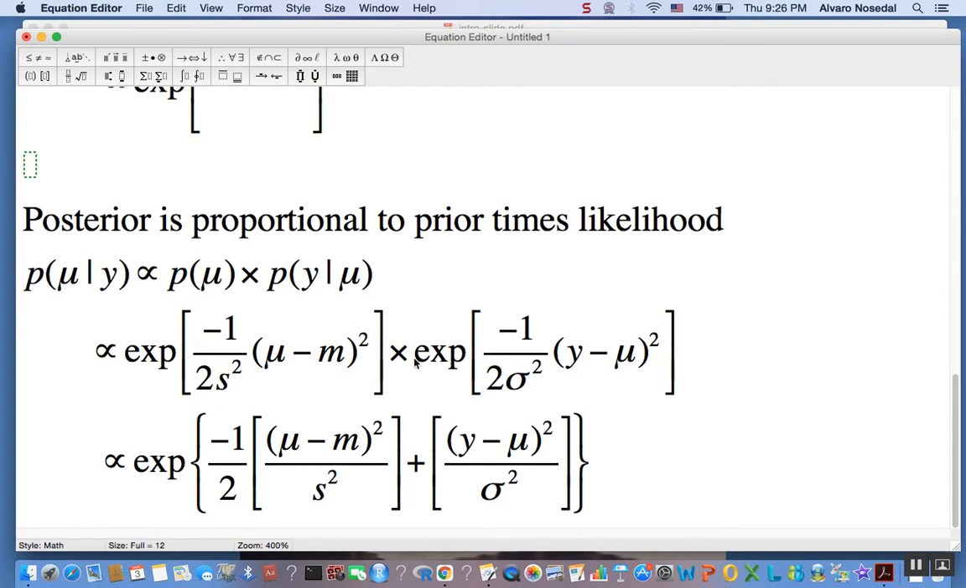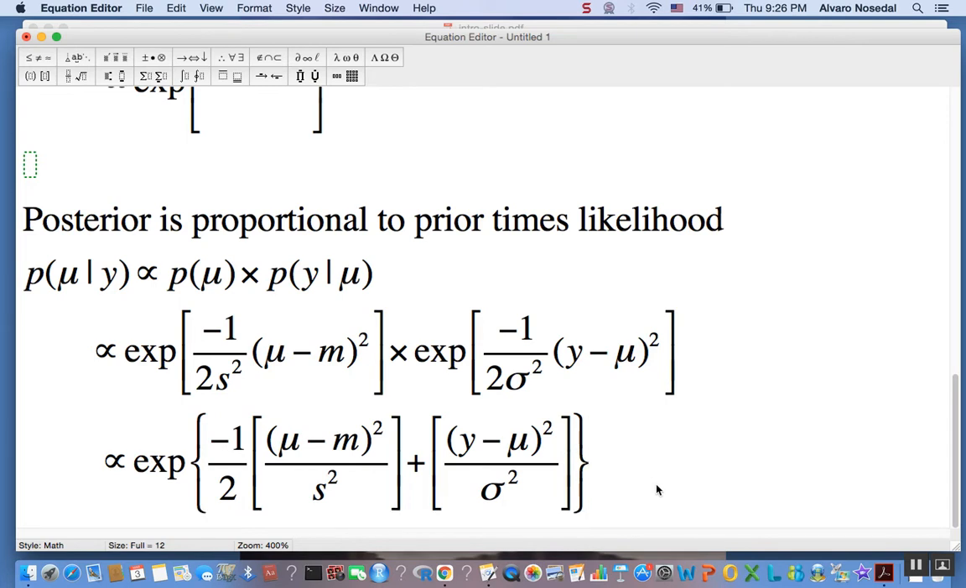Makes sense? So just a little bit of algebra, right? We're pulling out that negative 1/2, that's a common factor, and then we have (mu minus m) squared divided by s squared plus (y minus mu) squared divided by sigma squared. Agreed? Okay?